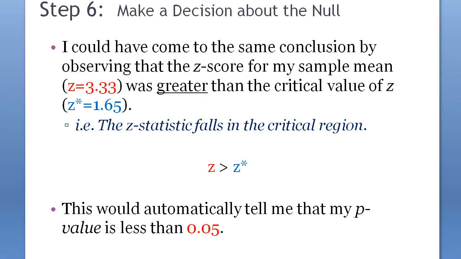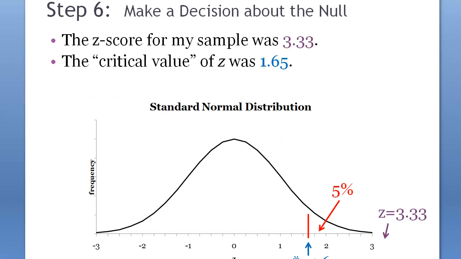I could have come to the same conclusion by observing the z-score for my sample mean. z equals 3.33 was greater than the critical value of z equals 1.65. This would automatically tell me that my p-value is less than 0.05. That's another way. If you can visualize this, you wouldn't really have to calculate the p-value of 0.0004, because you can automatically tell z for the sample is here, and the z-score of the critical value is here.